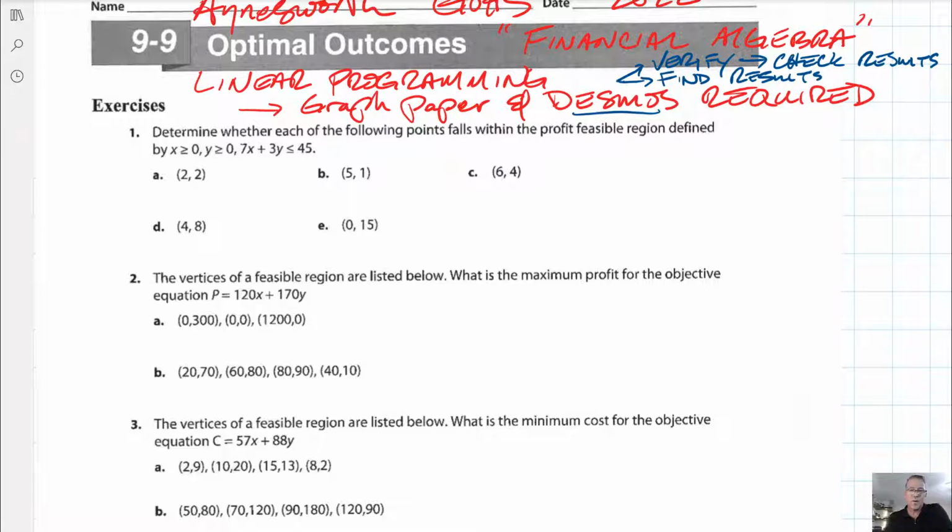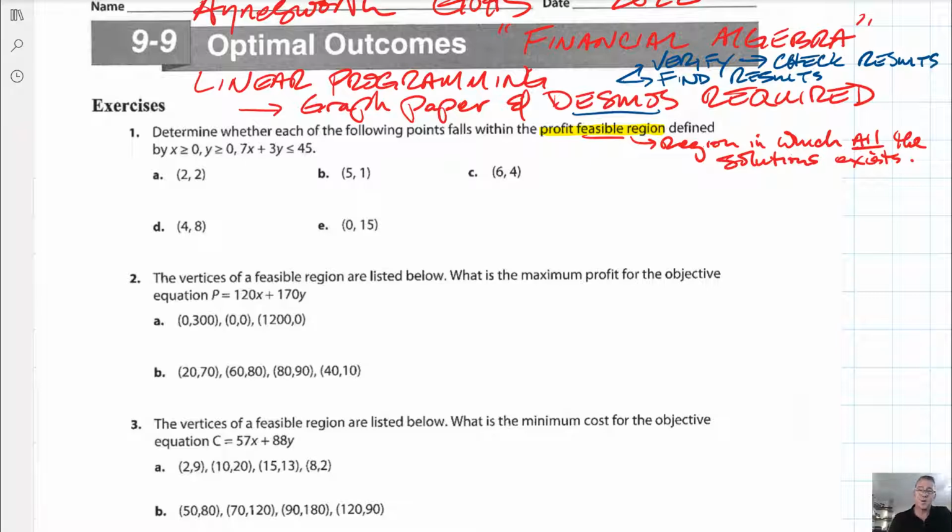All right, so here we go. Number one, determine whether each of the following points falls within the profit feasible region. The first thing you need to know is what this means. The feasible region is the region in which all the solutions exist. I talked about that in my original video series. So you have to understand the wording here, the lingo, all right? Otherwise, you're not going to know what to do.